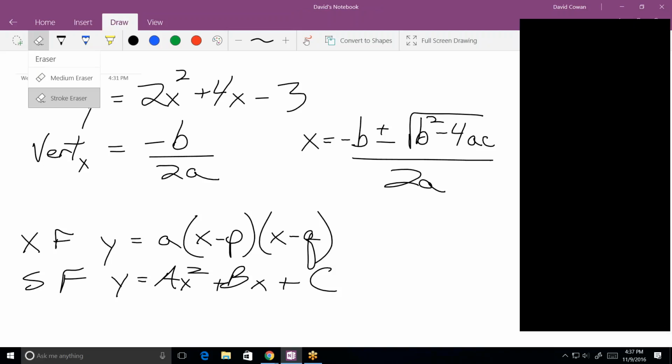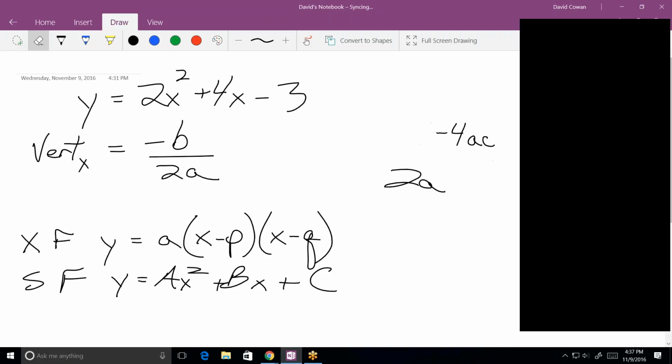Okay. Well, let's use minus b over 2a. What is the x-coordinate of the vertex using minus b over 2a? It ends up being 1, I think. Yeah, minus 4 over 4. So actually, it's minus.